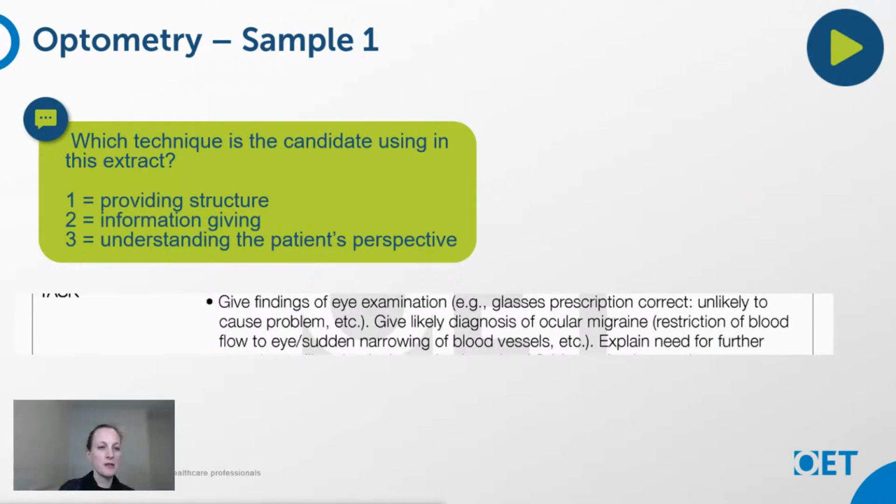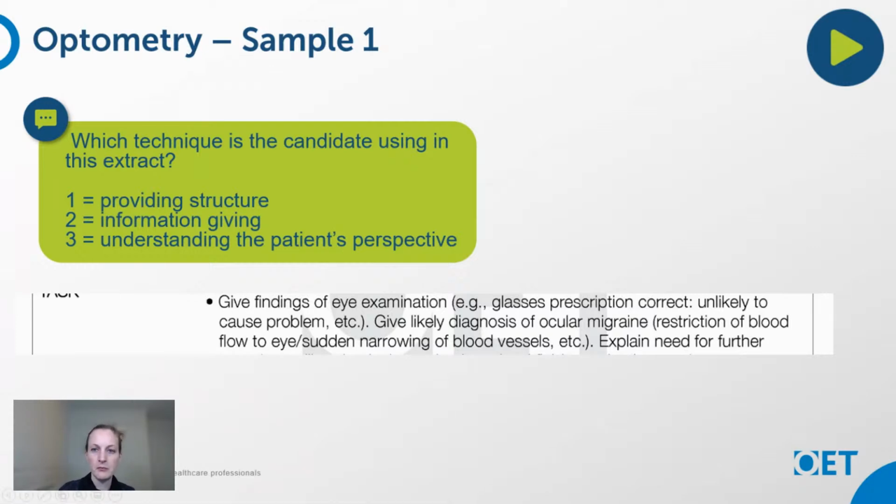In this next piece of audio, the optometrist is completing task 3, which is to give her findings of the eye examination and likely diagnosis. I want you to listen and tell me which technique the optometrist is using here. Is she providing structure? Is she giving information? Or is she understanding the patient's perspective? These are all assessment criteria the assessors use to score you. Which of these techniques do you think the optometrist is using here?